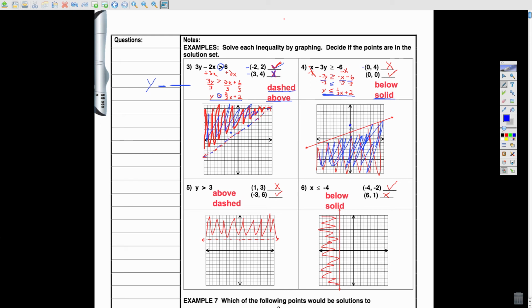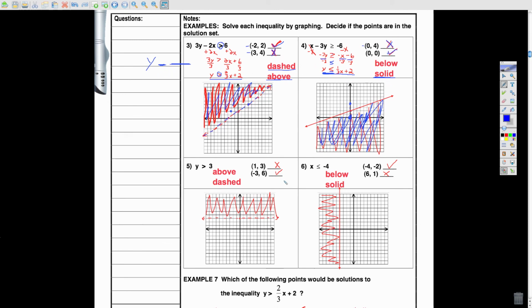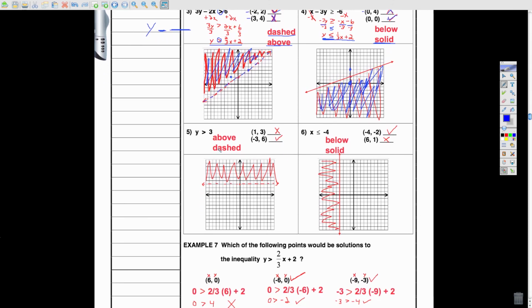Okay, let's do the same thing. Here's the point 0, 4, so 0, and then 1, 2, 3, 4 would be up here. That is not in my shaded region. 0, 0 is right there in the origin, right there in the middle. That is in my shaded region, so that would be a good answer.